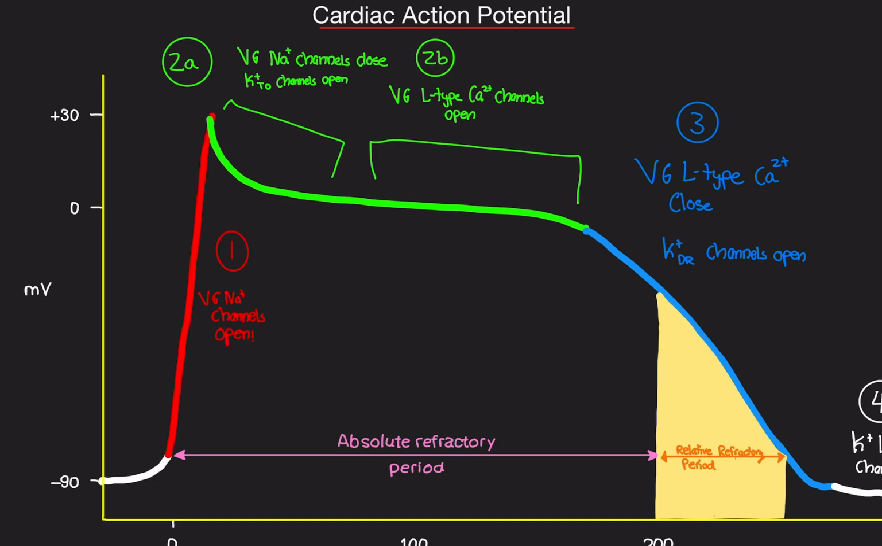Well, one of the reasons is because instead of having only sodium and potassium in play, now we're going to introduce calcium into the mix. So now sodium, potassium, and calcium are in the mix. In addition, we're dealing with different types of potassium channels, which we're going to go over in a second. But that is the big reason why the cardiac action potential looks different.